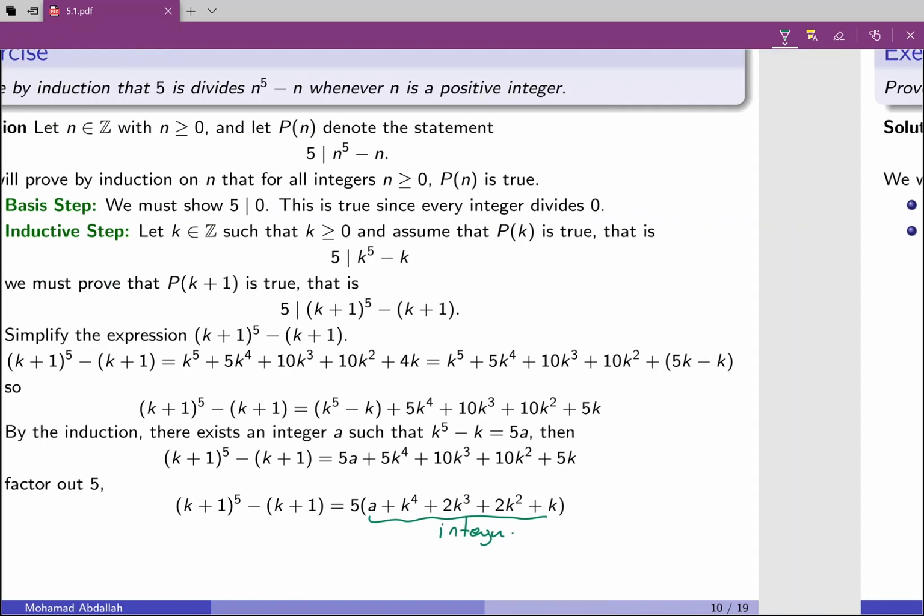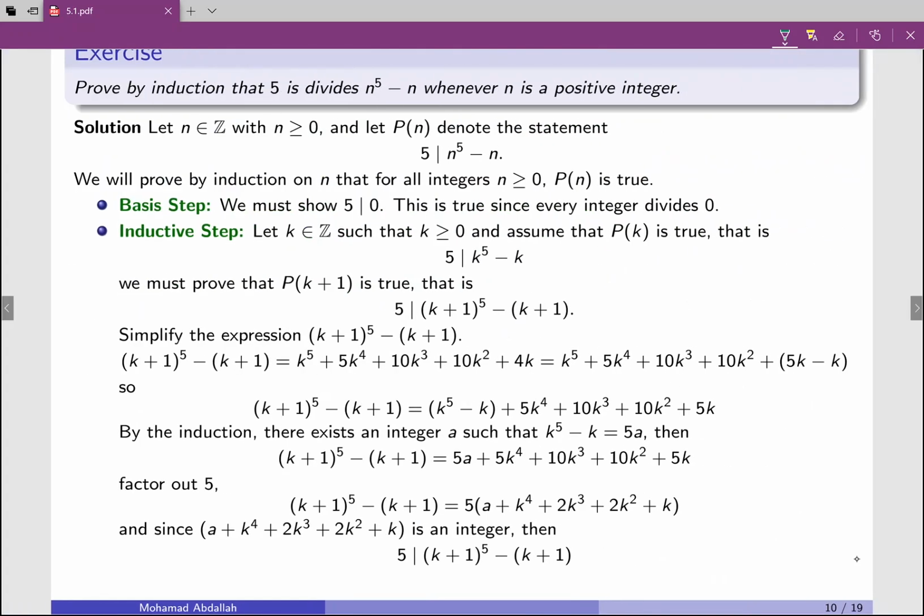So to finish this, we say that since this is an integer, then 5 divides this. So P of k plus 1 is true. And because P of k plus 1 is true now, I can say that P of n is true for all n greater or equal to 1, or greater or equal to 0. It works as well.